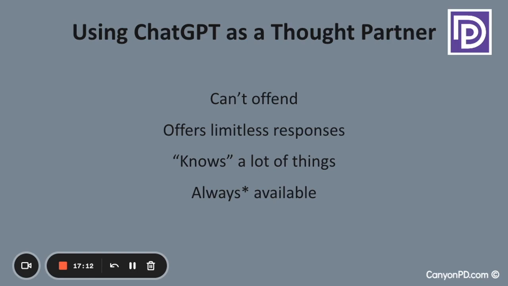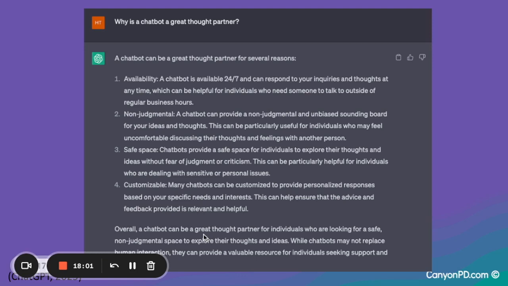If I wanted to talk about something work-related at 11 o'clock at night, I'm probably not going to want to call my colleagues because I don't want to wake them up and I don't want them to be angry with me. But if I had something I really wanted to delve into late at night, I could log in and have a conversation with the chatbot and start to bounce ideas off of it. So that's why I like to say always available.